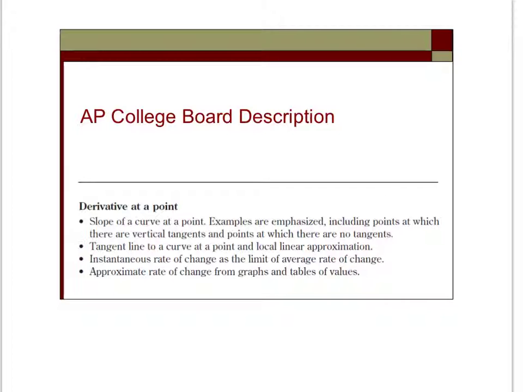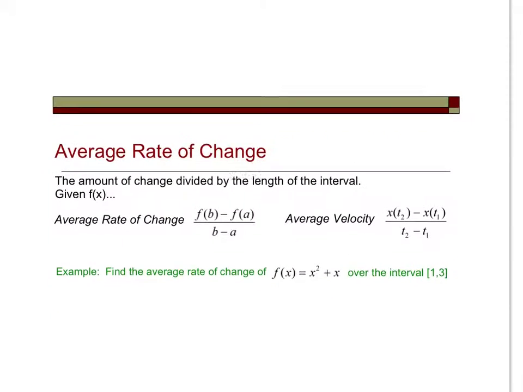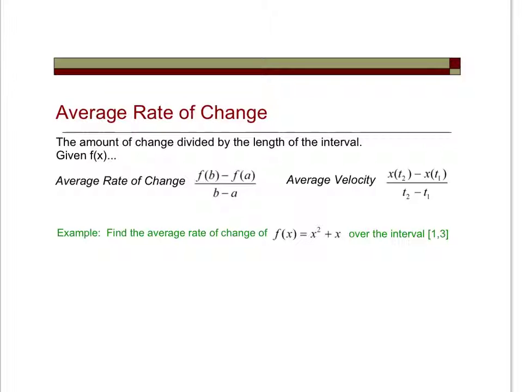That was on your most recent FRQ in the practice test. You have to be able to approximate the rate of change if I give you a table of values or a graph. Look at our first example here. We are going to be looking at average rate of change. If we want to find the average rate of change given f of x, basically we want to find the slope, so we would do the change in y over the change in x.